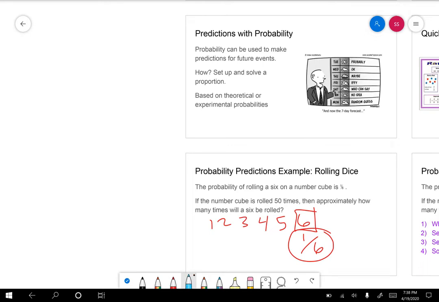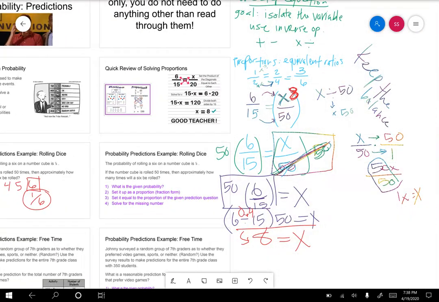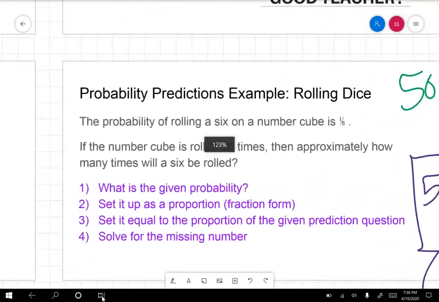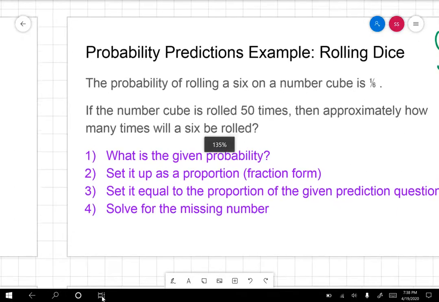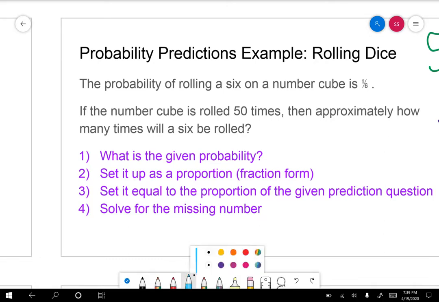Okay, so to answer these questions, there are a few other questions that you'll want to look at. Okay, zoom in so you can't see all the mess on the other side. Okay, all right, so what you would want to do for these kinds of questions is look at the questions that I've asked you here in purple. Okay, so what is the given probability?